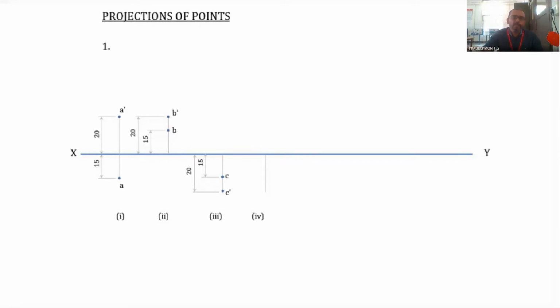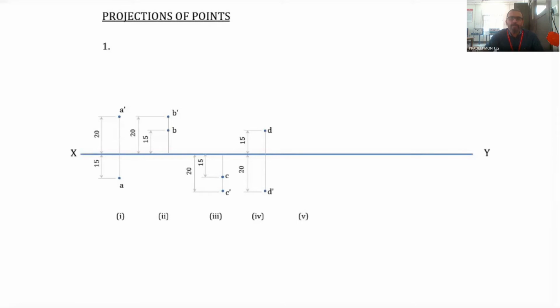If the point is in the third quadrant, we know that the front view is below the XY line and the top view is above the XY line. So we mark 20 millimeters below the XY line and mark the point D dash, that is the front view, and 15 millimeters above the XY line and mark the point D, that is the top view. Now we mark the distances also, 20 millimeter as well as 15 millimeter. So that is the fourth one.